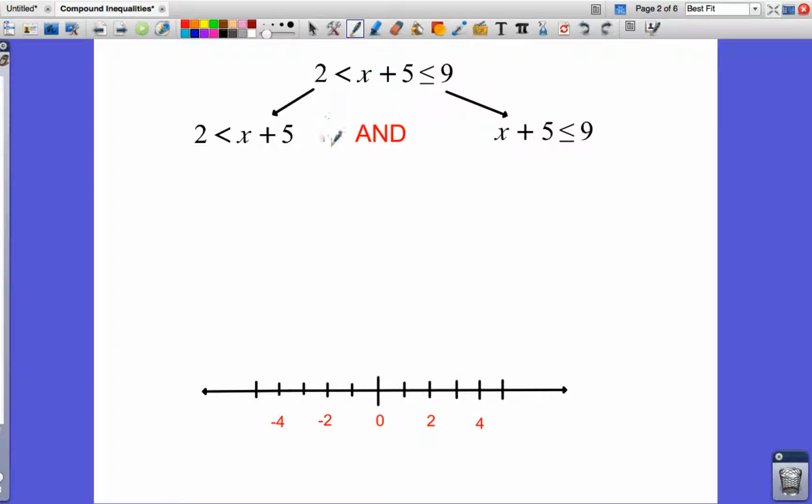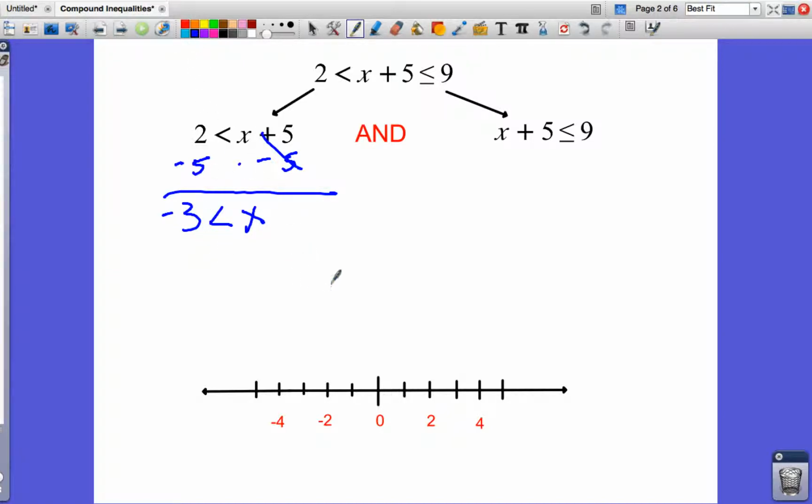Okay, so we have the same problem right here, and I'm going to solve these, and then we're going to look at the graph. So if I have 2 is less than x plus 5, I just need to subtract 5 from both sides, because my goal is just to get x by itself. When I subtract 5 from both sides, these cancel. I'm left with x. There's my symbol, it comes straight down. 2 minus 5 is negative 3. So I have negative 3 is less than x.